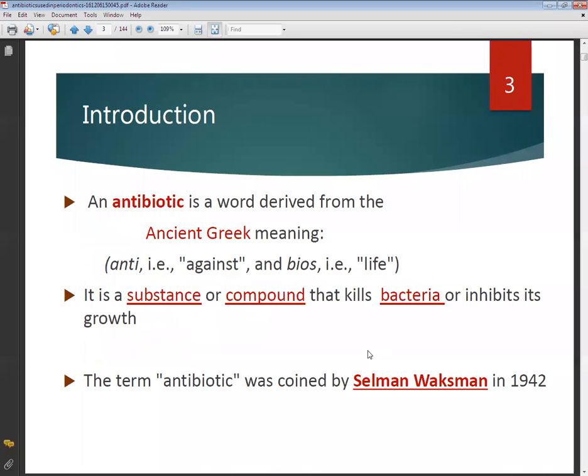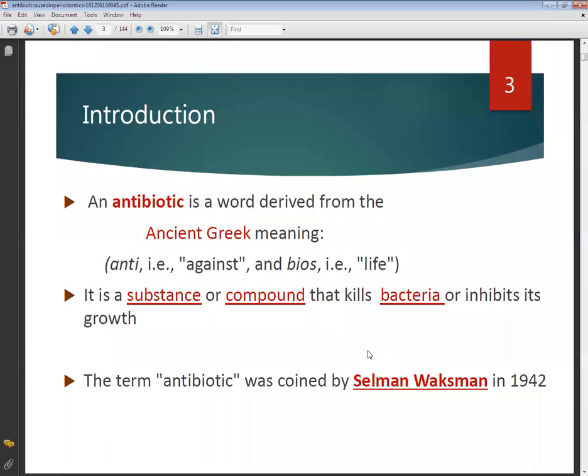So as you know, antibiotics are widely used for treatment of various diseases. Similarly, antibiotics are used to treat periodontal disease, mainly chronic periodontitis as well as aggressive periodontitis. The term antibiotics was first coined by Selman Waksman in the year 1942. He was the author who coined the term antibiotics. The term antibiotic is a Greek word. Anti is against and bios is life.